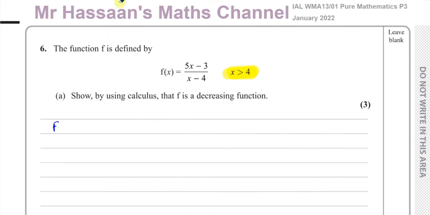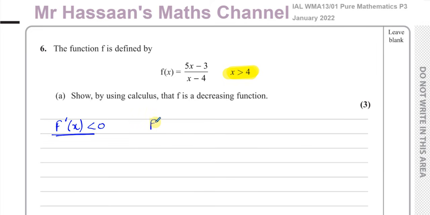A decreasing function is one where the gradient is always negative. An increasing function is one where the gradient is always positive, because a decreasing function is always falling and an increasing function is always rising. So we have to show that f dash of x will always be less than 0. That's what we have to prove.